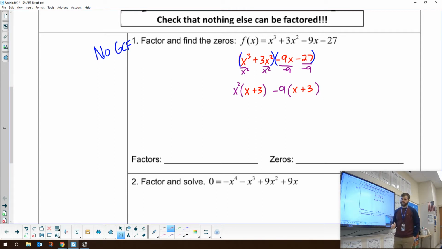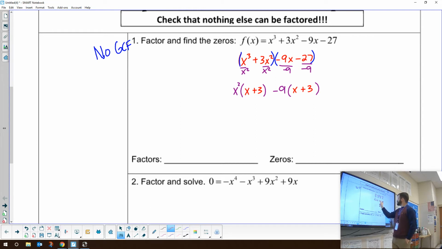So here's the deal. This x plus 3, check it out. This x plus 3, we now have two terms. We started with 4 terms, but I've now created 2 terms. I have this term and this term.